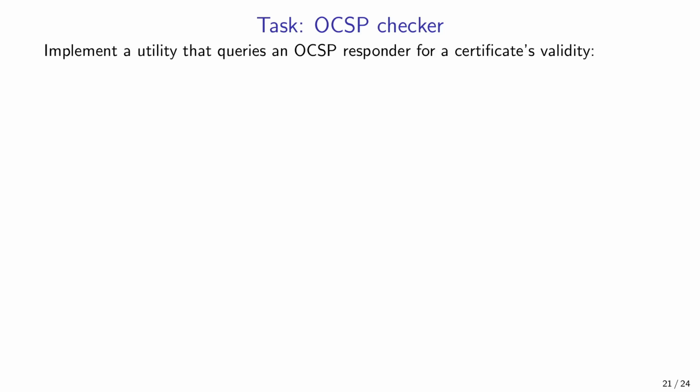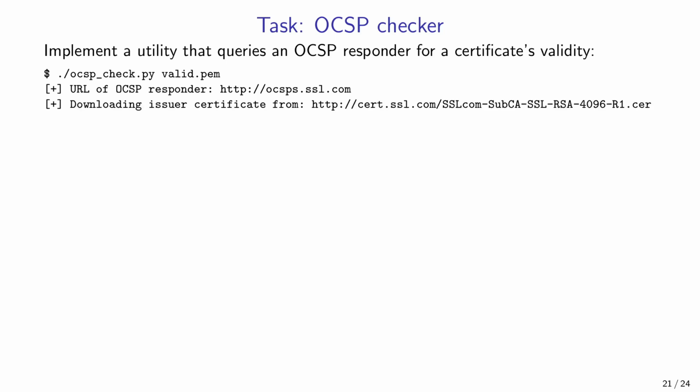So the homework task is to implement an OCSP checker. Implement a utility that queries an OCSP responder for a certificate's validity: ocsp_check.py, which takes a single argument of the certificate to check. The utility will extract the URL of the OCSP responder from the certificate, from the Authority Information Access extension. In the same extension, find the URL of the issuer certificate and download the certificate.